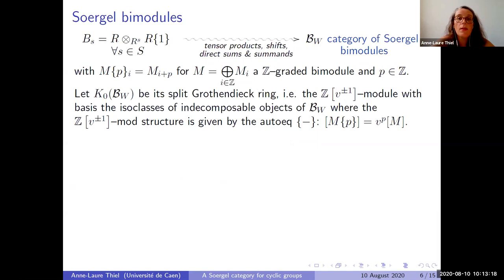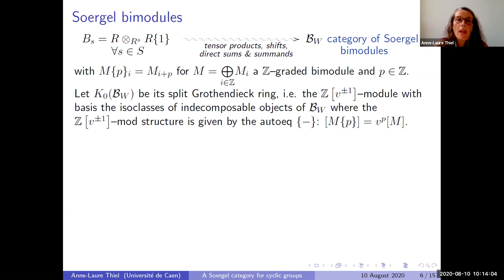Now we are ready to define the category of Soergel bimodules. It will be the Karoubi envelope of the additive monoidal category, stable by grading shift, generated by the bimodules that I call B_s, which are just R tensor R over the invariant ring R^s, shifted by one. And this for all simple reflections s of my Coxeter system. So this is the category of Soergel bimodules associated to my Coxeter system, because it depends on the choice of the simple reflections.